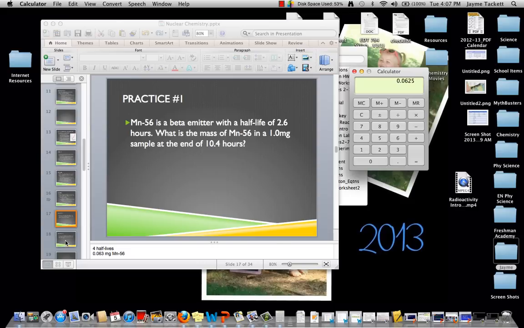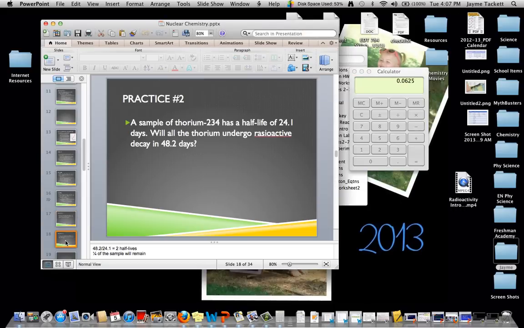All right, so let's do another practice problem. I know it's hard for you guys to follow along when I can't write on my computer screen. But let's look at the second practice problem. This time, it says a sample of thorium-234 has a half-life of 24.1 days. Will all of the thorium undergo radioactive decay in 48.2 days is our question.